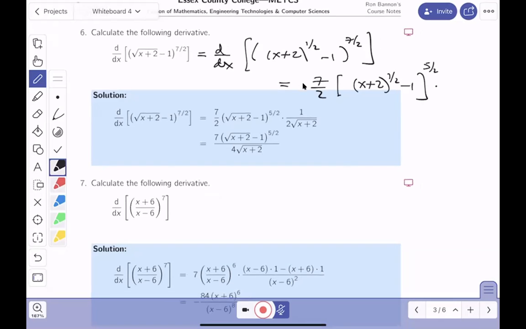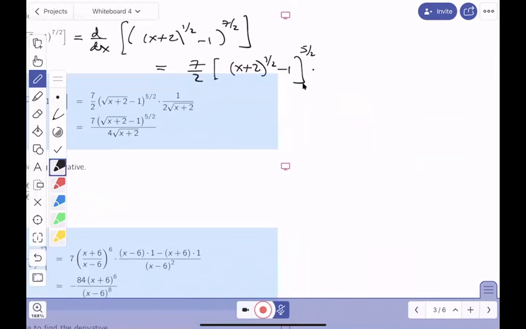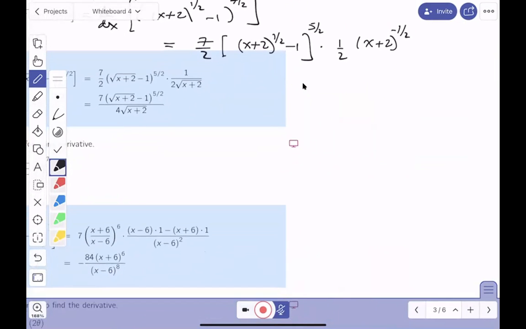Now I got to go to the inside, take its derivative. And what would you get over there? Well, 1/2. And then you're going to get x plus 2. I take 1 from 1/2, that would be minus 1/2, and the derivative of the inside is going to be 1. All right. I want to simplify that a tiny little bit, not too much.